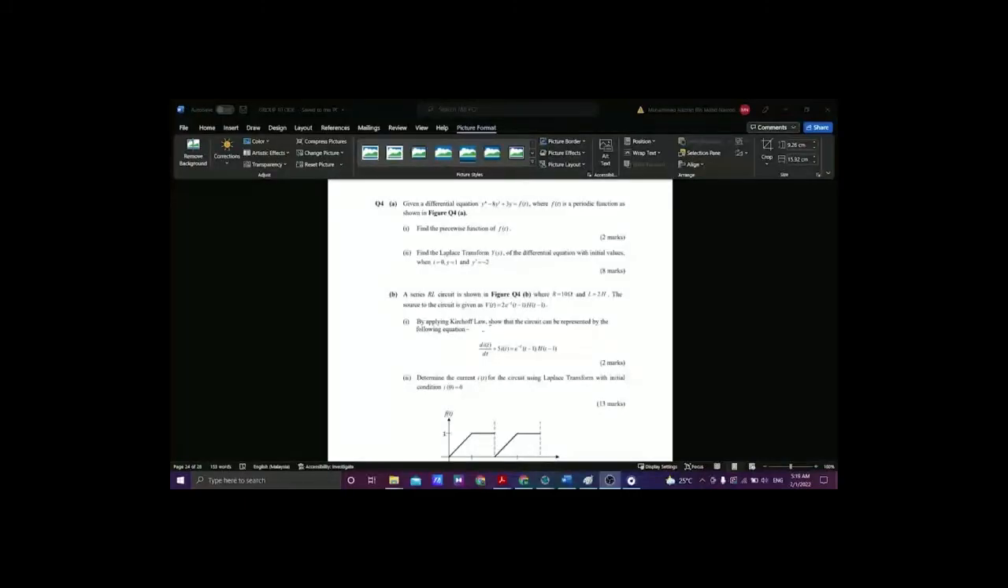Assignment for question 4A that has been given to us. The question is, given a differential equation, y double prime minus 8y prime plus 3y equals f(t), where f(t) is a piecewise function as shown in figure Q4a. First, they want us to find the piecewise function of f(t). Second is to find the Laplace transform Y(s) of the differential equation with initial values when t equals 0, y equals 1, and y prime equals -2.